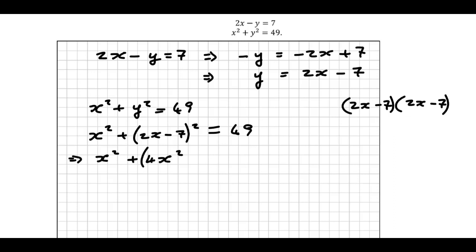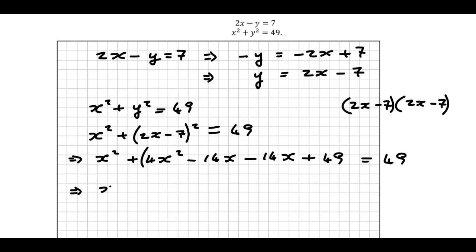You can leave it in brackets if you like. We've got to multiply the 2x times the minus 7. So that's minus 14x. We've got to multiply the minus 7 by the 2x. So that's minus 14x. And then finally we've got to multiply the minus 7 by the minus 7. That's plus 49. And that's equal to 49 on this side.